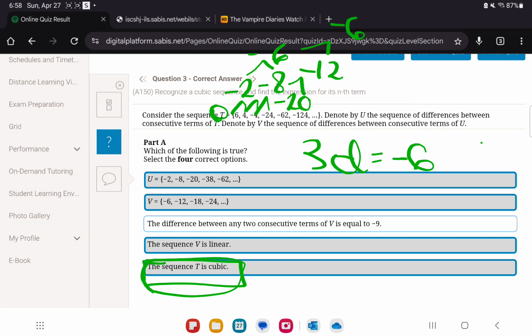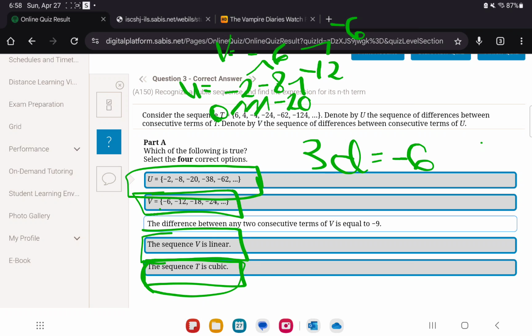Now T is a cubic sequence. The second common difference is U, and the third is V. Okay, so V is linear because it's the third one and we stopped at the third one. T is cubic, U is quadratic. So if they gave you that U is quadratic, you would choose that, but they didn't tell you that, okay? Now they're telling you V is minus 6, minus 12, minus 18, minus 24. We can see from the first two numbers that it's right, so we pick that choice. And then U is minus 2, minus 8, minus 20, so we know that it's also right.